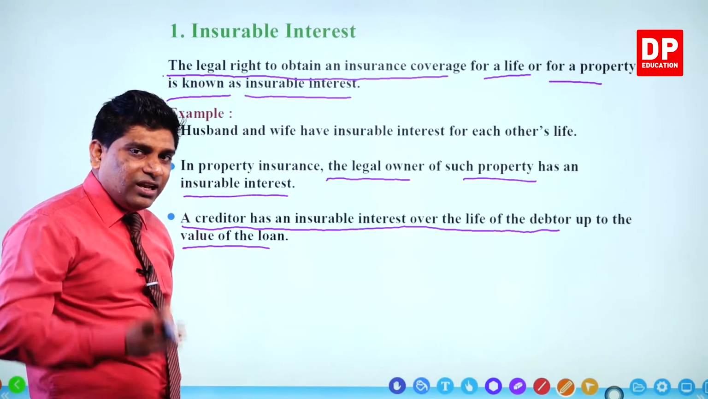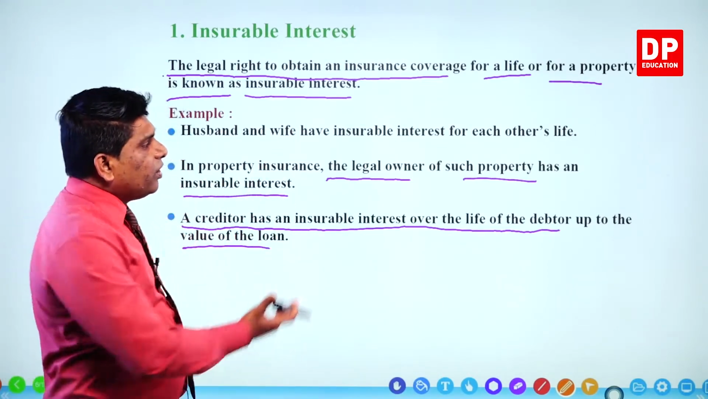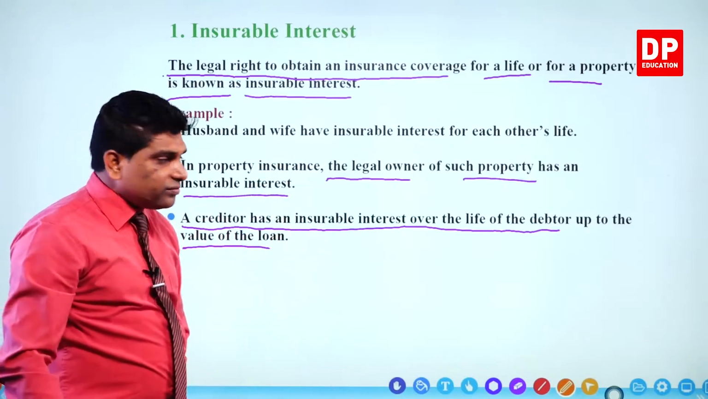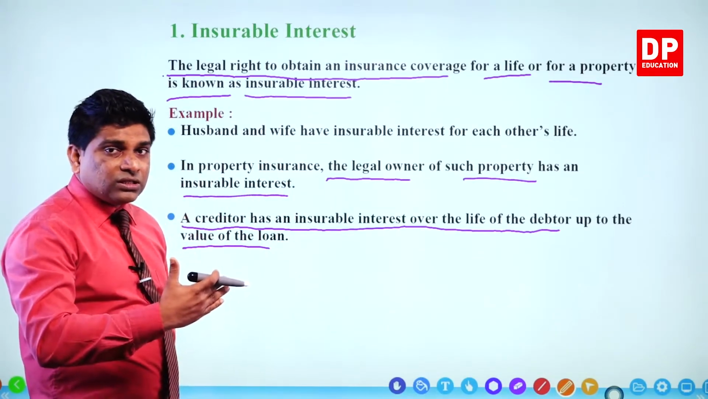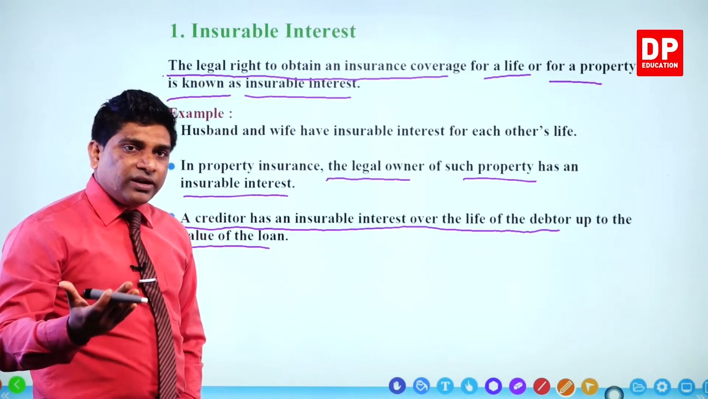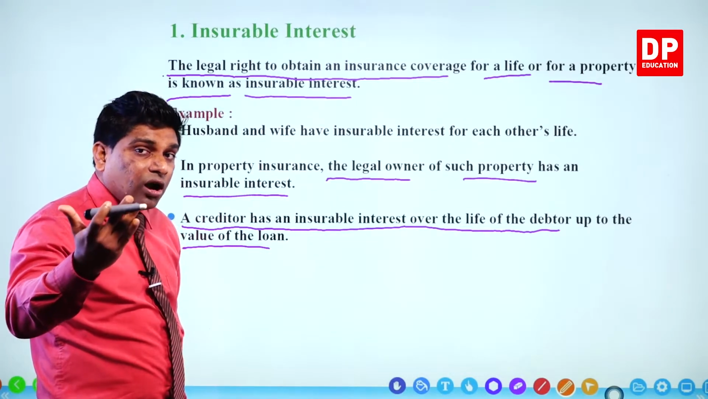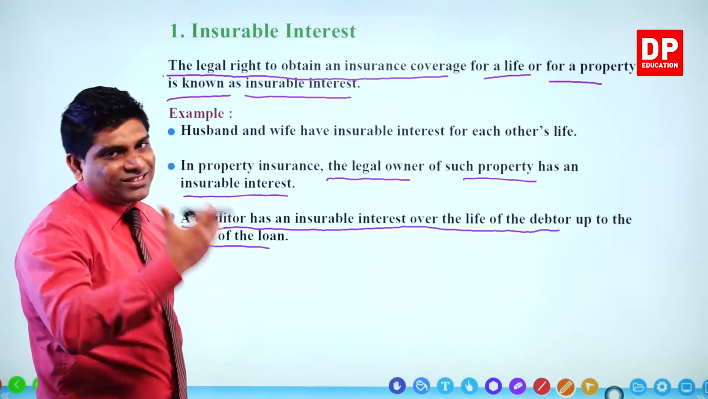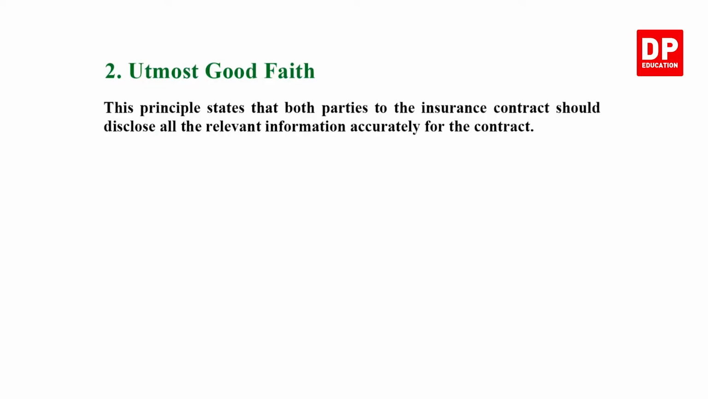Right? Then examples: husband and wife have an insurable interest for each other's life. In property insurance, the legal owner can get an insurance policy for the property, right? A creditor has an insurable interest regarding the debtor only up to the value of the loan given by him to the debtor, right? Now the next one, utmost good faith.